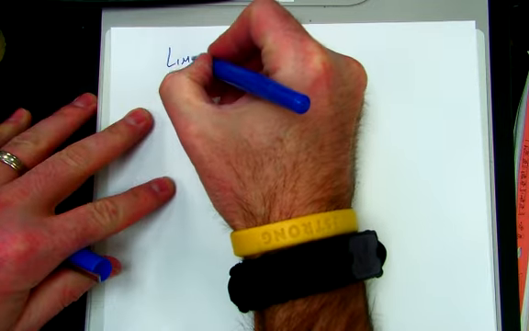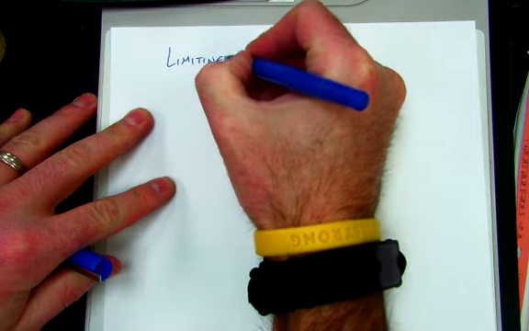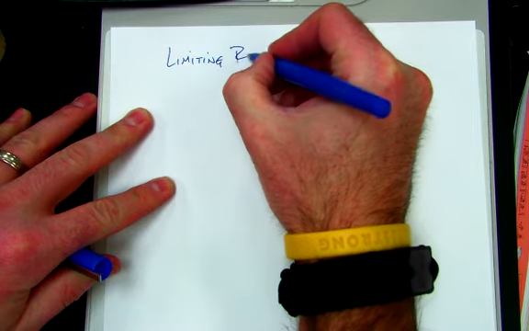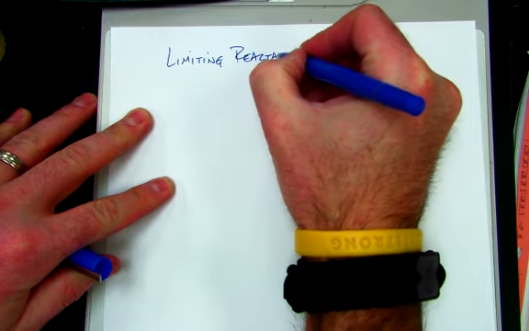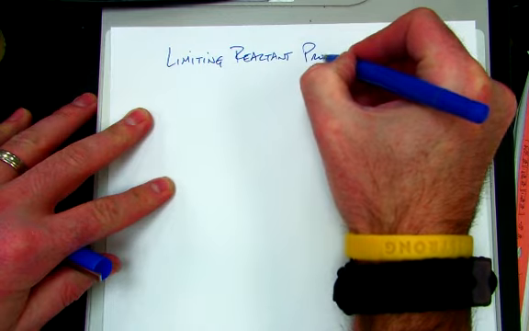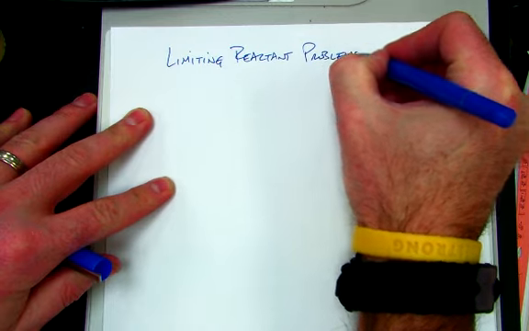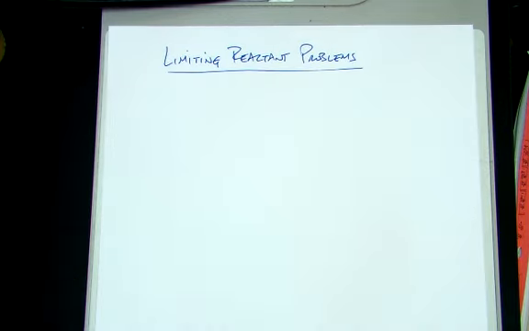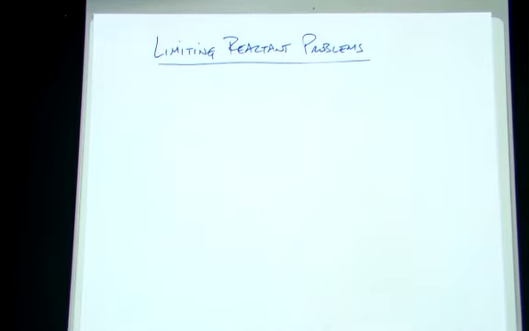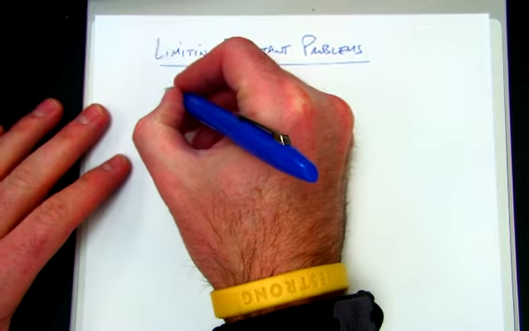So this is a continuation of our limiting reactant notes. So we call it limiting reactant problems. Sometimes limiting reactants are called limiting reagents, so you may see that here and there just with some of the terminology. All right. So we're going to start out with our balanced equation.